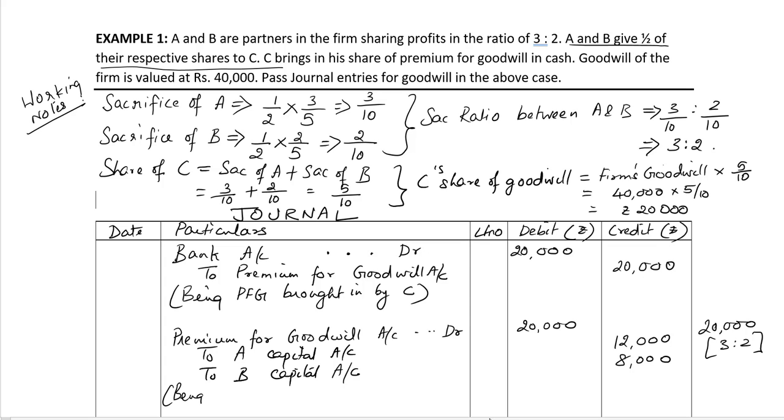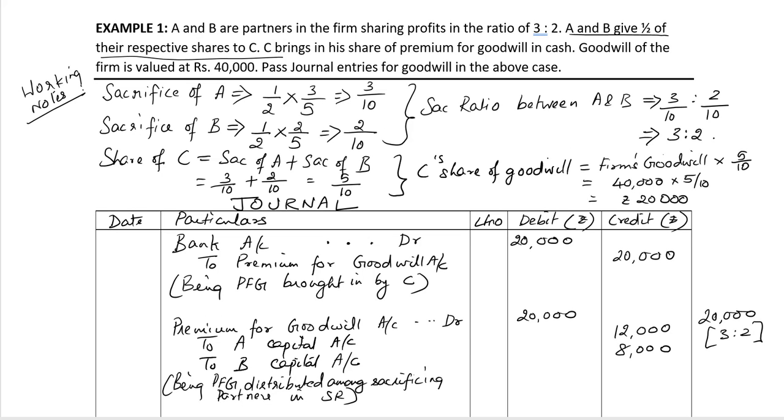Being premium for goodwill distributed among sacrificing partners in sacrificing ratio. So this is the answer to the first example. Let's go to the second example.